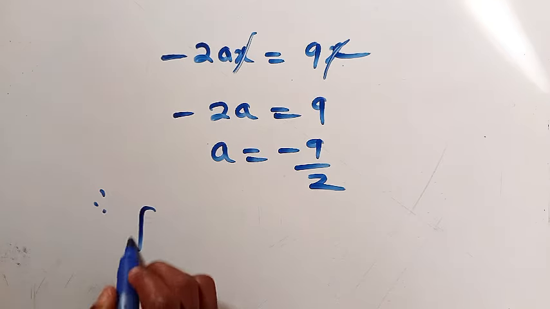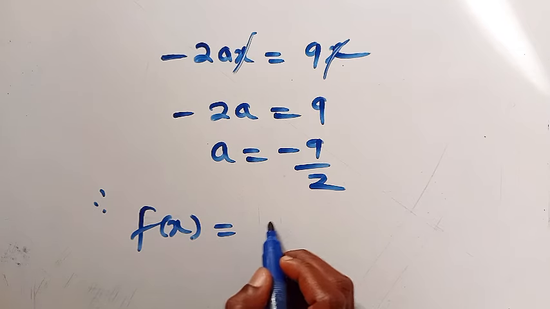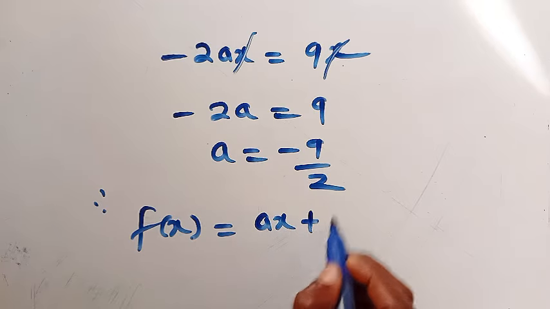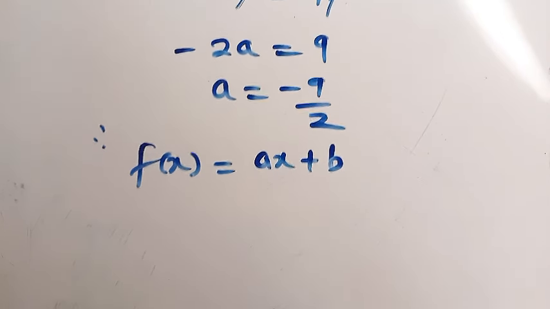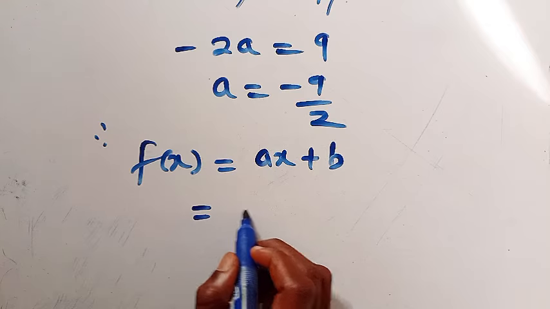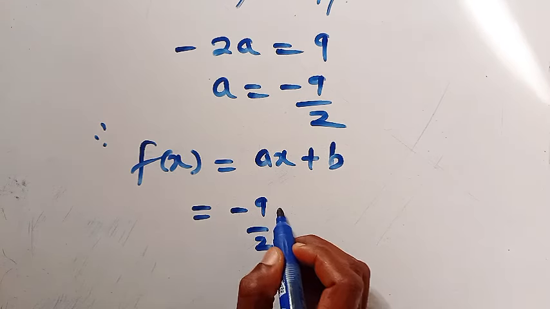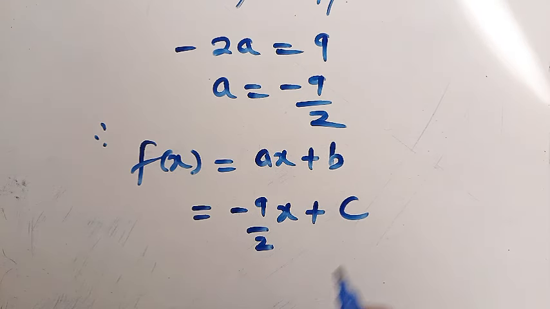Therefore, for f of x equals ax plus b, we have minus 9 over 2 times x, then instead of b, we apply c. So it's a constant.